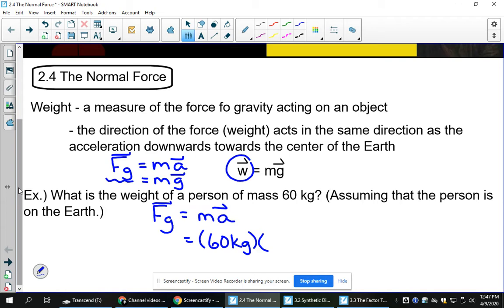But their weight, or the force of gravity, is going to be different here on the Earth, where acceleration due to gravity is negative 9.81, than it would be on the moon, where the acceleration due to gravity is smaller. So multiply these together, and I'm going to get 5.9 times 10 to the 2 newtons.